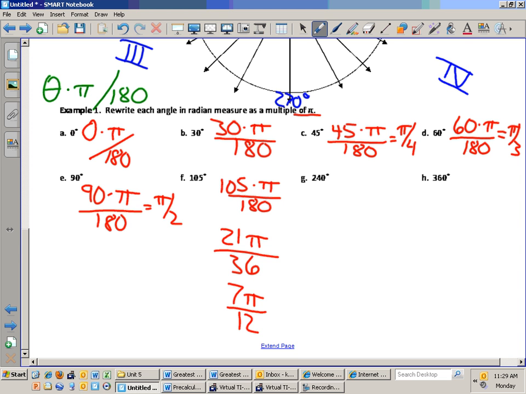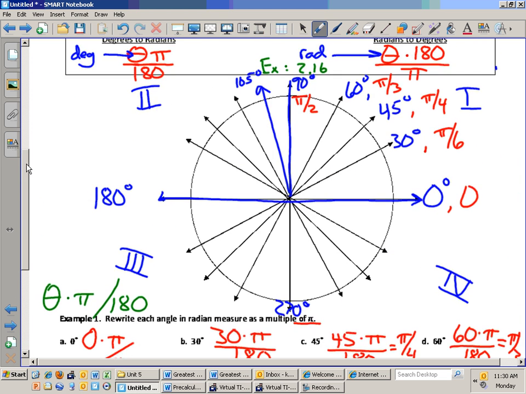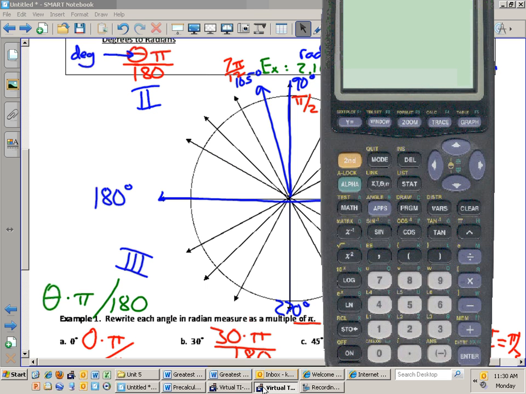7 pi over 12. So 7 pi over 12 is 105 degrees. Now, eventually what you guys could do, and I don't want you to do this, you could do this to check your answer, but I want you to do this by hand so you get used to the conversion process in your head, so you get quicker with it.